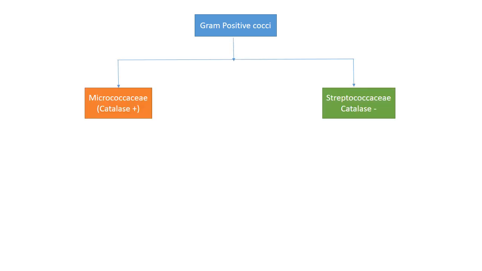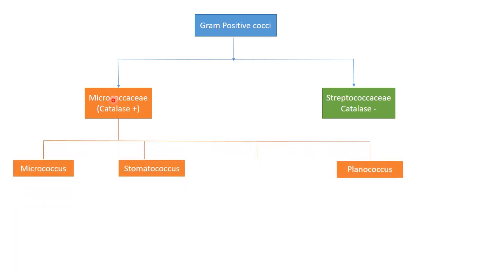Okay, to look at the divisions under gram-positive cocci, we can use the catalase test, of which we have two under this category. We have the micrococci, which are catalase positive, and streptococci, which are catalase negative. Our main focus for this video are the micrococci, which are further divided into four classes. We have micrococcus, stomatococcus, and planococcus, which are non-pathogenic to human beings, so neglect them.